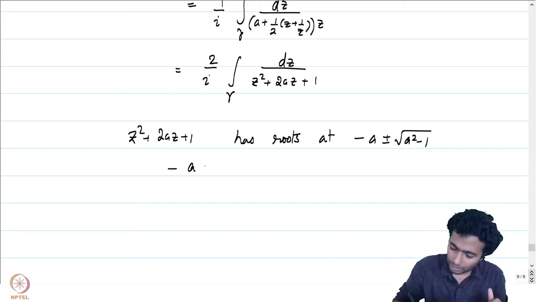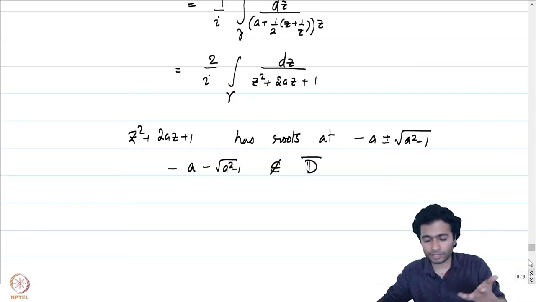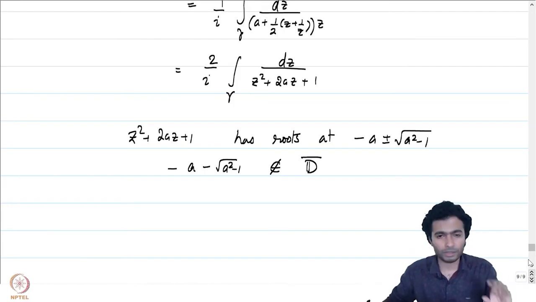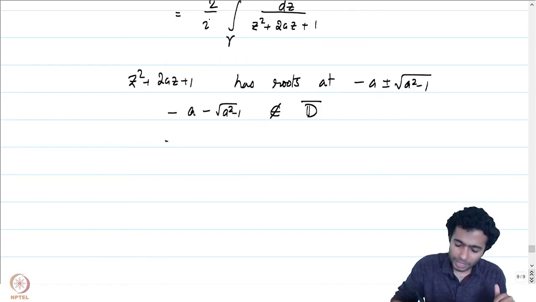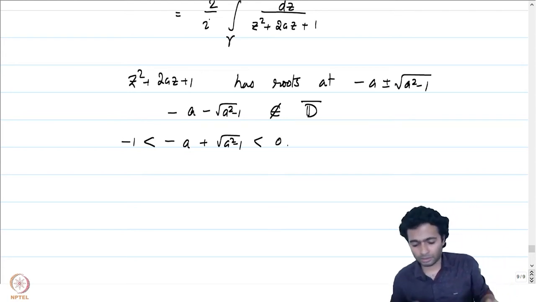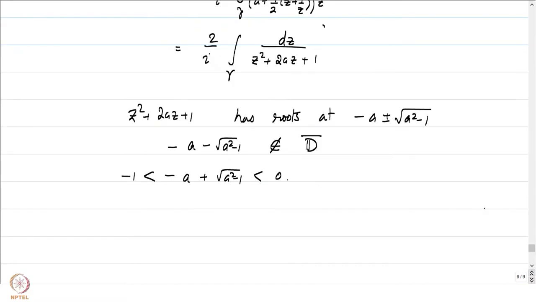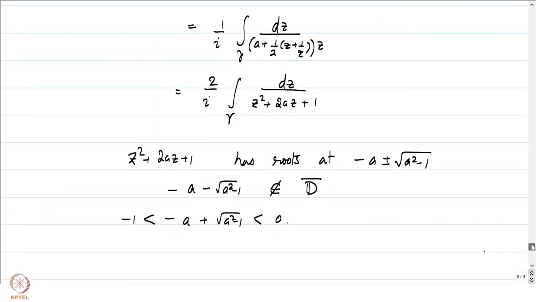Notice that minus a minus the square root of a square minus 1 will not belong to the closure of the unit disk, because a is greater than 1, so minus a minus the square root of a square minus 1 will be less than minus 1. So, the absolute value will certainly be greater than 1. And minus a plus the square root of a square minus 1, I leave it to you to check, is going to be between minus 1 and 0. Simple checks will tell you this. So now if you look at the function 1 by z square plus 2az plus 1, this is a meromorphic function with singularities at minus a plus the square root of a square minus 1 and minus a minus the square root of a square minus 1, and in C minus 0, right?